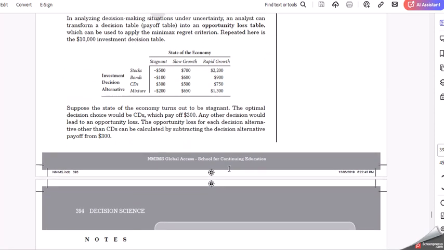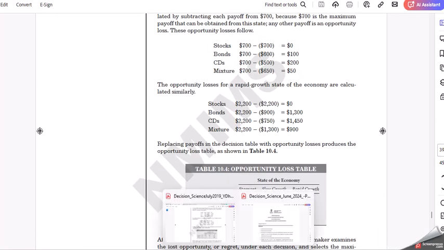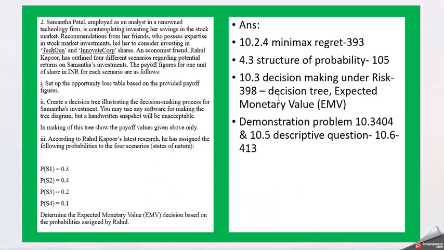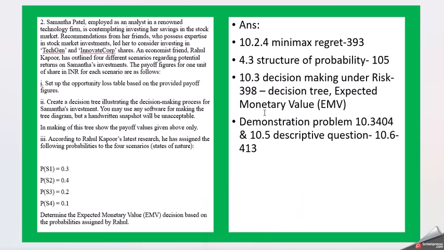Now, min-max regret, basically the opportunity loss, is what we can call it. Then the second part is structure of probability, 10.5. This is Bayes. You also have the same thing in 10.3 as well. Let me cover chapter 10 and then I'll go back to the fourth chapter.